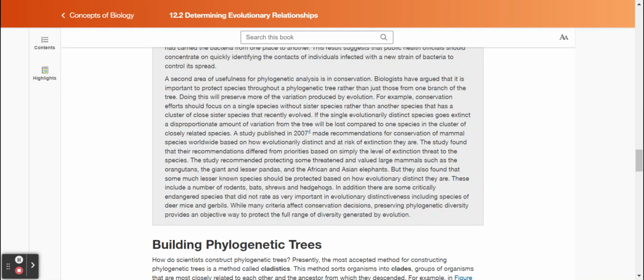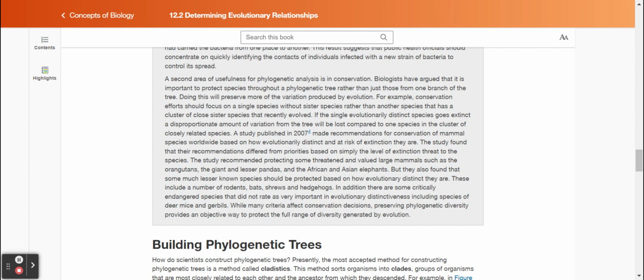A second area of usefulness for phylogenetic analysis is in conservation. Biologists have argued that it is important to protect species throughout a phylogenetic tree rather than just those from one branch of the tree. Doing this will preserve more of the variation produced by evolution.